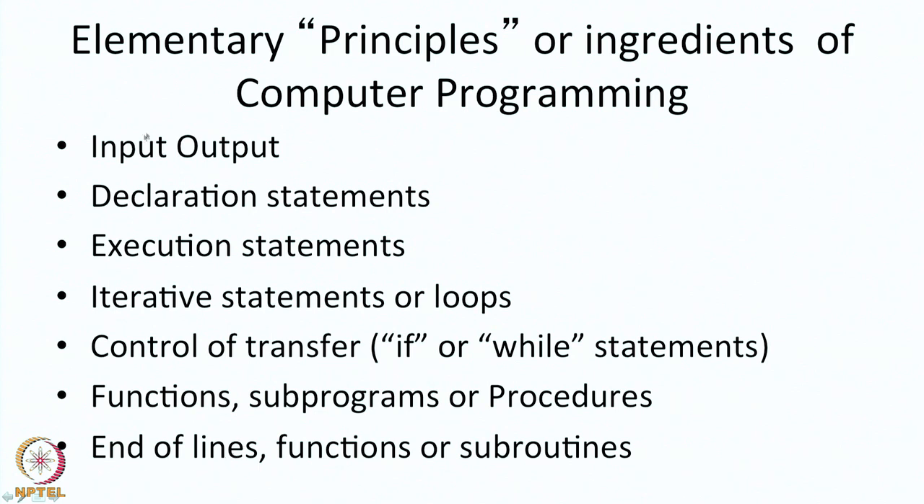So, these objects like 1, 2, 3, 4, 5, 6, 7, these 7 aspects, you may treat them as certain elementary principles or ingredients of programming. So, whenever you write a program, you have to pay attention to these 7 elements.